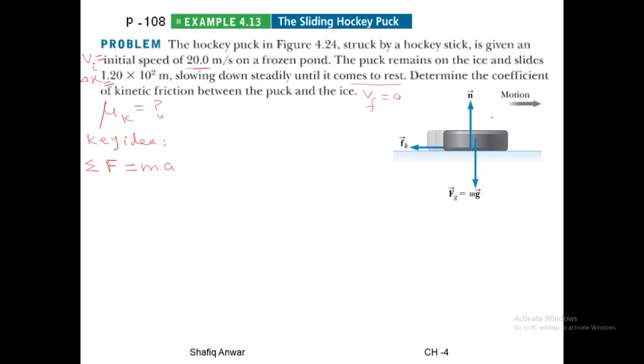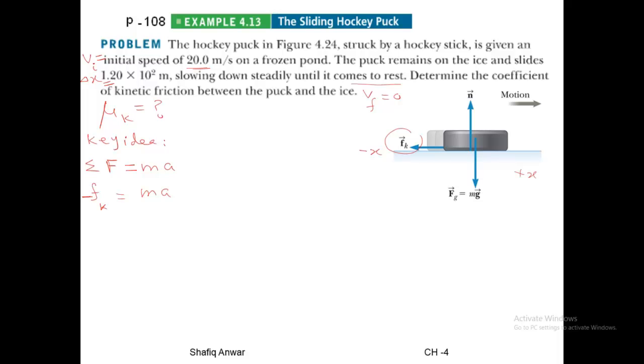It's going by itself on the ice. Only force acting is along the negative x-axis, which is F sub k. There is no other force. So this is your F sub k is equal to m multiplied by a, Newton's second law of motion. And since this is the force of friction, it's always negative. Negative means it is opposite to the direction of motion. So this is plus axis. This is along the negative x direction, so I take it negative, of course. Force of friction is always in a direction opposite to the motion. So negative sign indicates that it is in the opposite direction.